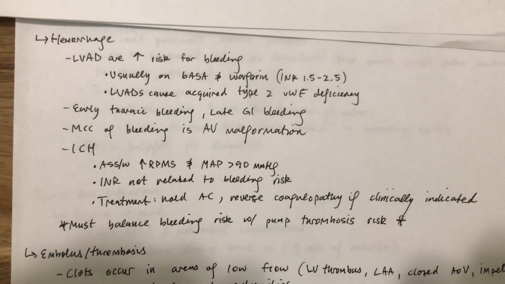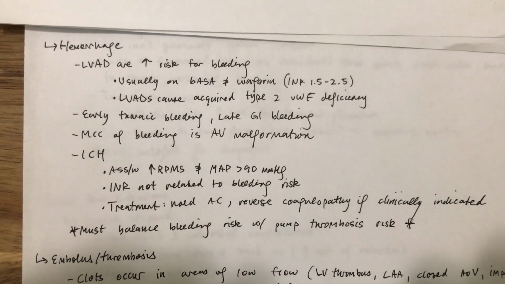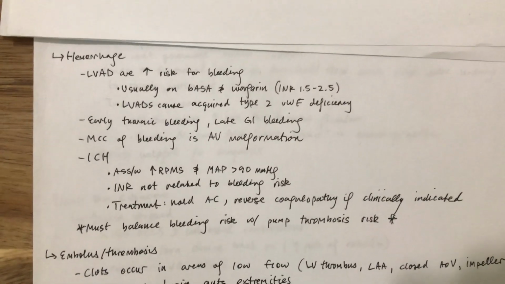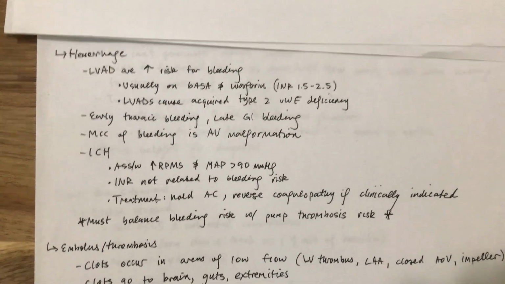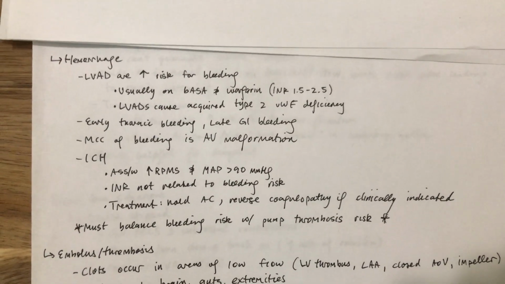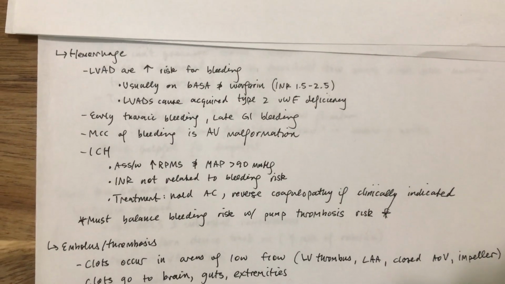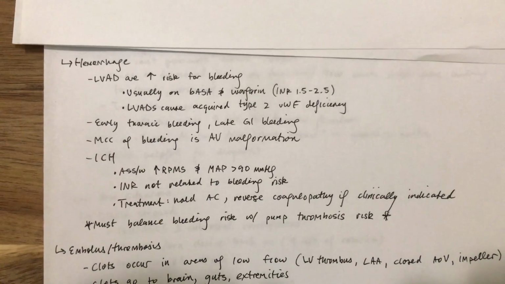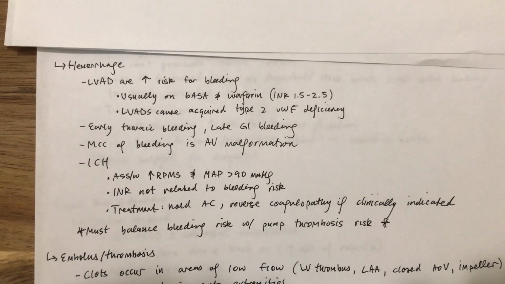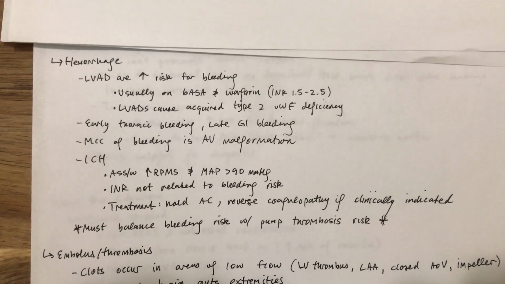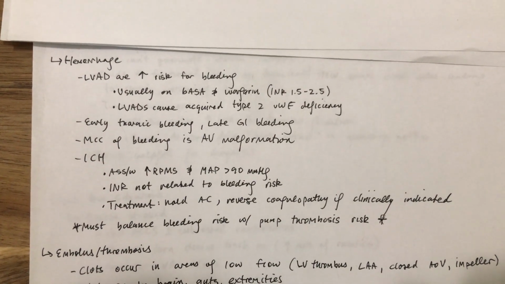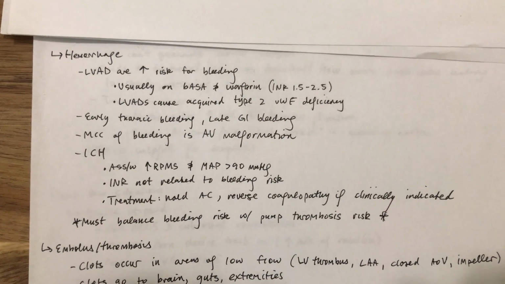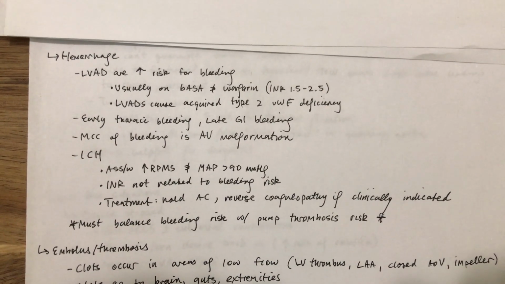And so we'll go to hemorrhage next. Patients who have LVADs are at increased risk of bleeding for two major reasons. One is that they're anticoagulated, and the second one is that the VAD impeller itself causes a type 2 von Willebrand's factor deficiency. You generally see thoracic bleeding early after surgery, and when they're readmitted to the hospital, you see more GI bleeding. Overall, the most common cause of bleeding is an AV malformation in the GI tract.